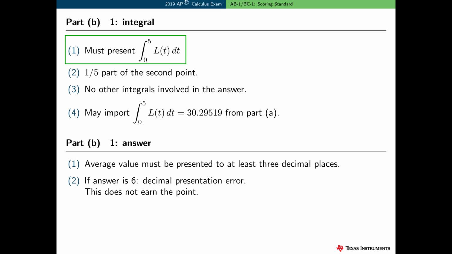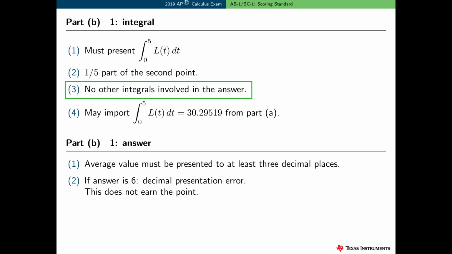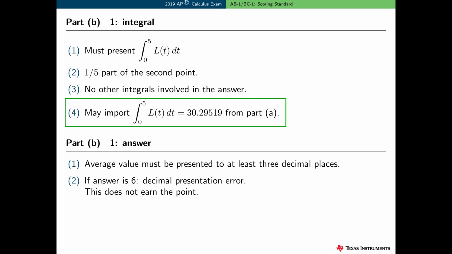Part B was worth 2 points. The first point was for presenting this definite integral as part of the calculation for the average value. The constant in front, 1/5, is considered part of the answer point. And there can be no other integrals or constants involved in the calculation, similar to Part A. And if the student mistakenly computed this definite integral in Part A, they may import this value into Part B in order to find the average value.